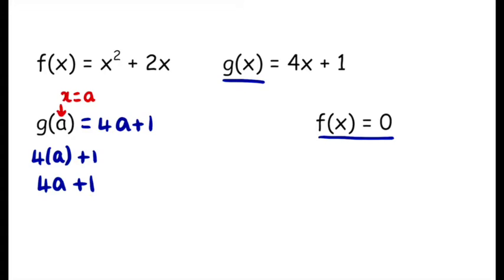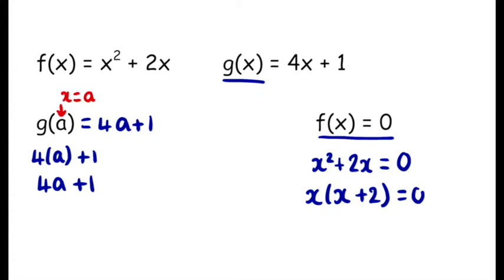Now in this one, I'm setting my equation equal to 0. So I'm taking my f(x) function and writing it underneath the f(x), and that is equal to 0. And now I can try to solve my equation. Because it's a quadratic and it's equal to 0, I can take out x as a factor and have x plus 2 in my brackets.